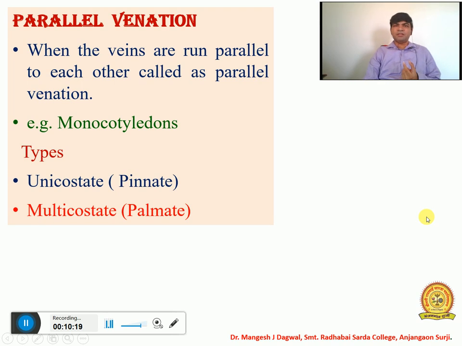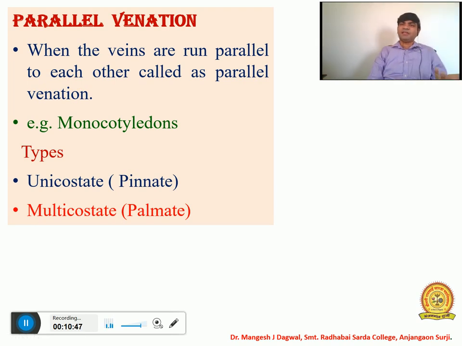Another venation is called the parallel venation. When the veins run parallel to each other, these are called parallel venation. The name itself gives the meaning. There are a number of veins which arise, but these do not intersect with each other. These run parallel to each other. That's why this is called parallel venation. For example, in all monocotyledonous plants, there is a parallel type of venation.